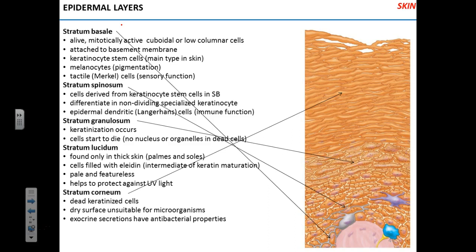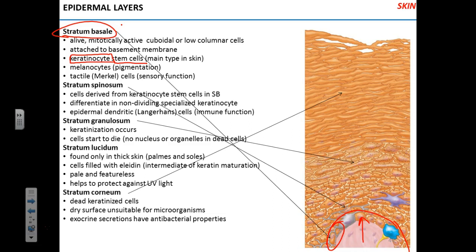So the lowermost, the deepest layer of the skin is stratum basale. It's a single layer of almost cuboidal cells. These cells are mitotically active. Can anyone explain to me what mitotically active means? They divide. Perfect. And those cells are called keratinocytes. I specifically mentioned that keratinocytes are in fact stem cells.